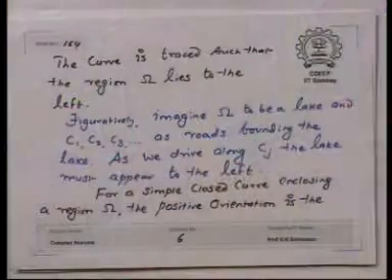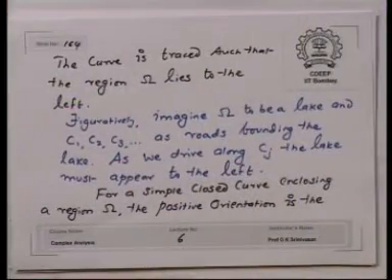So let me just write this down as a slide. Figuratively, imagine omega to be a lake and C1, C2, C3 as roads bounding the lake. As we drive along Cj, the lake must appear to the left. That's the meaning of positively oriented.